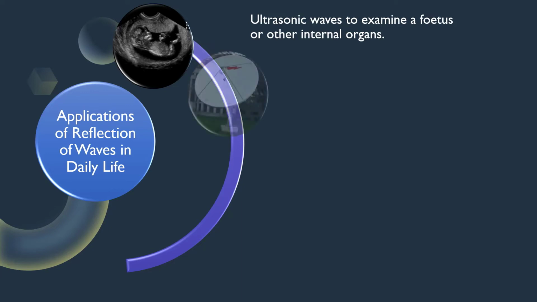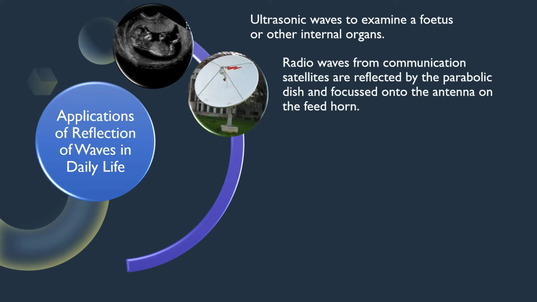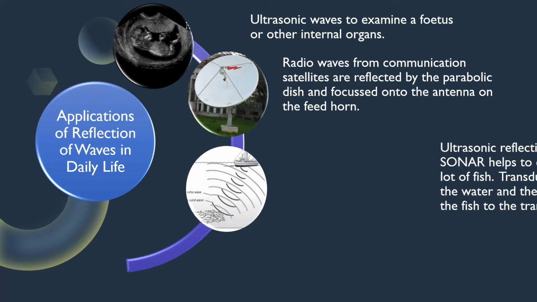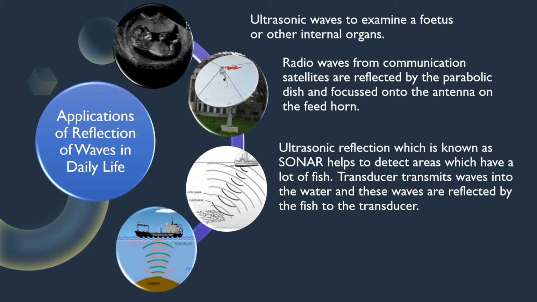And then we have sonar technology. Sonar helps to detect areas which have a lot of fish. Sometimes if you want to know the depth of water, we also use sonar. And in oil and gas fields, if we want to find the location of oil and gas, we can use sonar. We apply the concept of reflection of waves.